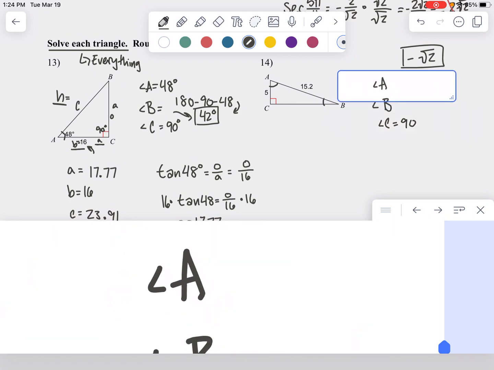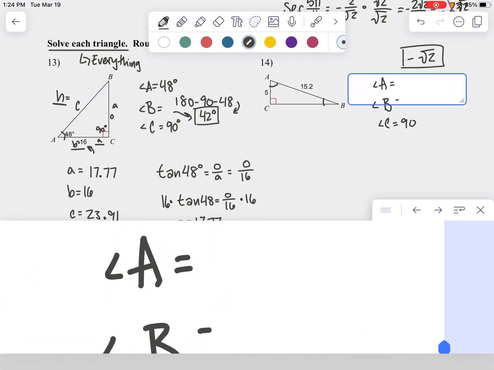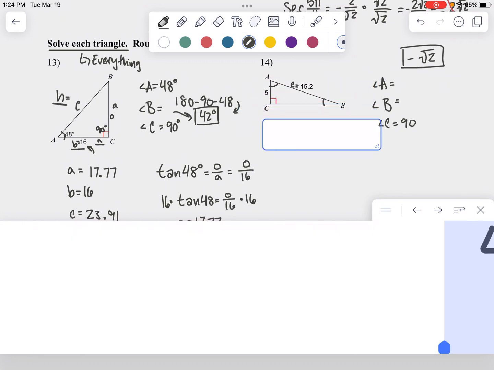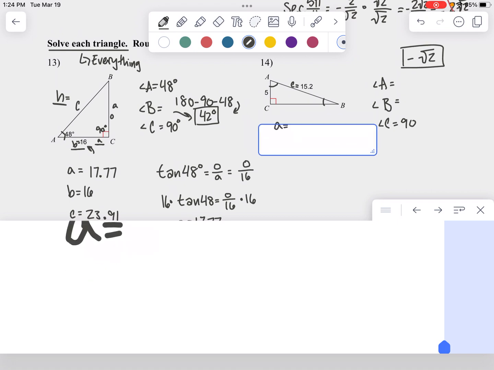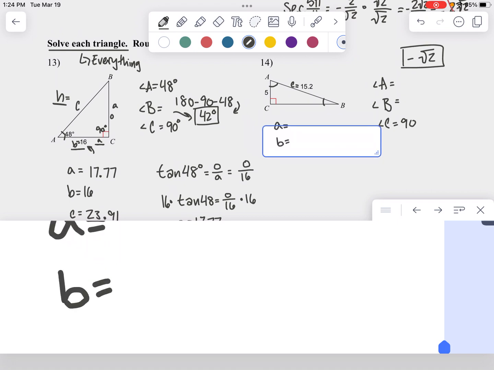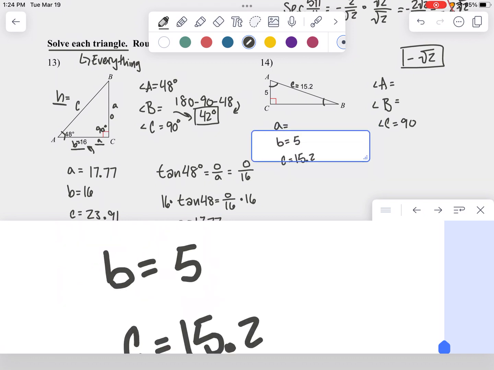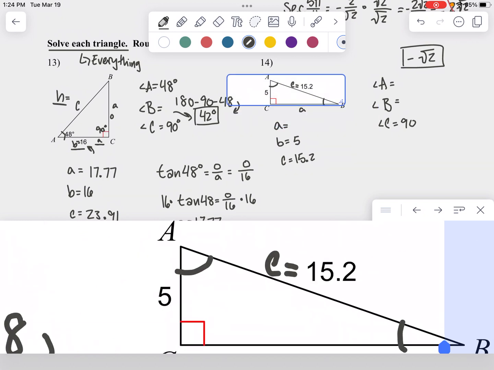So angle A, I don't know. Angle B, I don't know. Angle C is 90 degrees. Side c is across from angle C, so side c I know is 15.2. Side b, I also know because it's across from angle B, which is 5. And side a, I do not know.